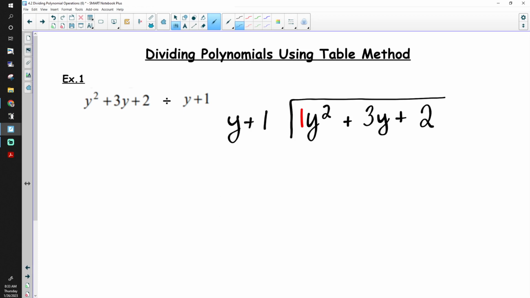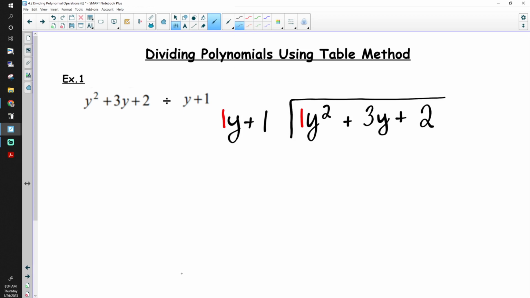Y plus 1. Okay, now bear with me. The first one is always the hardest to get through, but it will click. Hopefully it clicks today. It might take a few though. Again, if you want to put your invisible 1 in front of the 1y, you are welcome to do so.